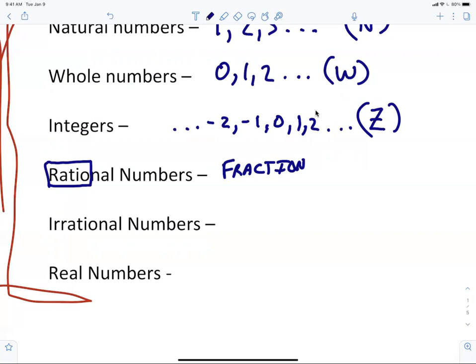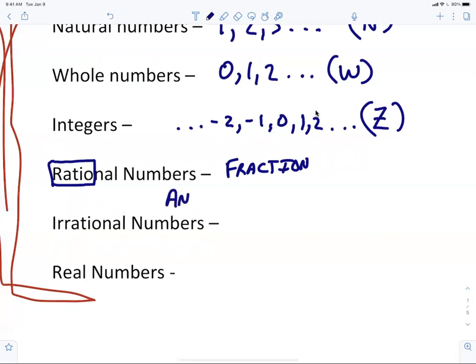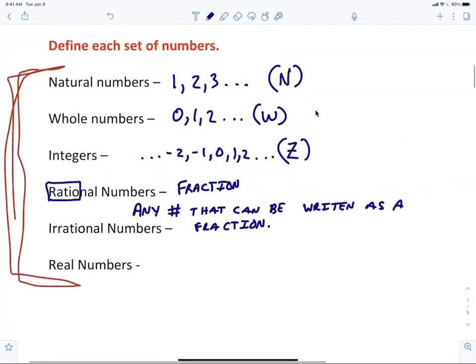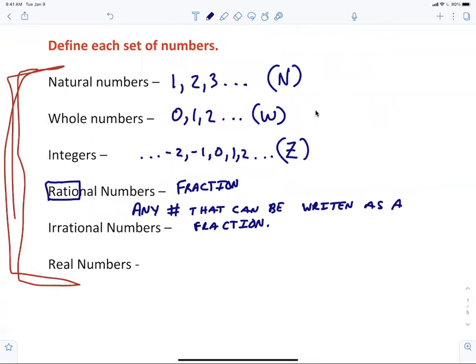So what exactly is a rational number? A rational number is any number that can be written as a fraction. That is considered a rational number. So is a natural number a rational number? Yes, because I can say 1 is 1 over 1. That can be written as a fraction.